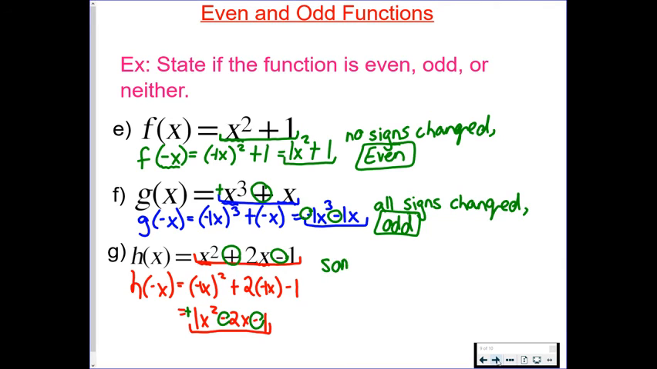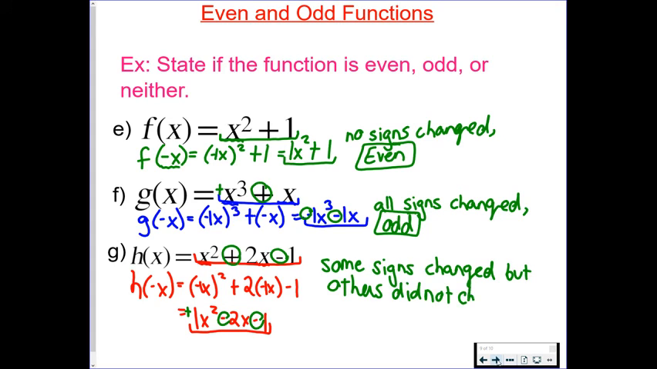So some signs changed, but others did not change. So because some signs changed and some didn't, this one is neither even nor odd.